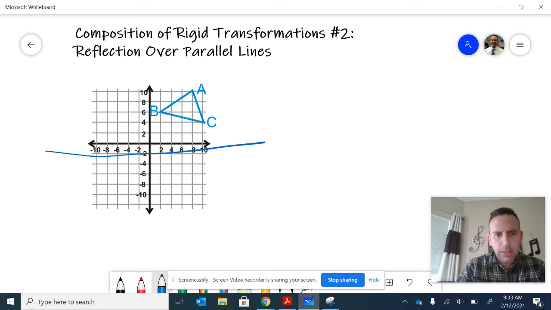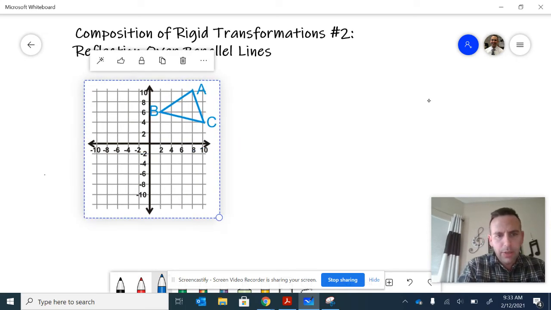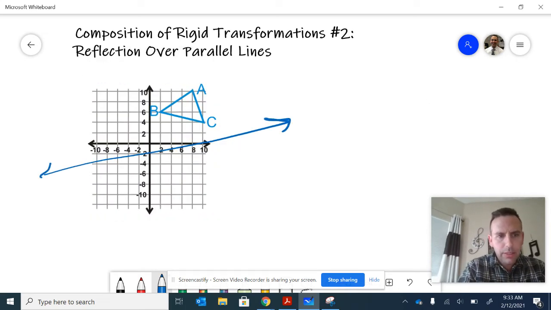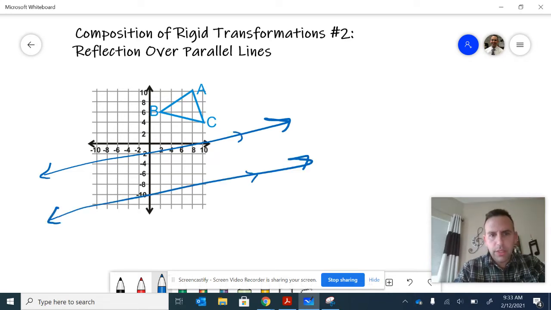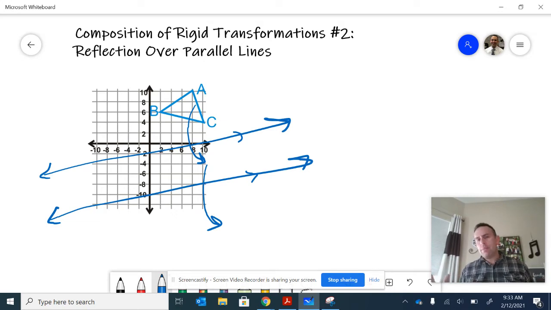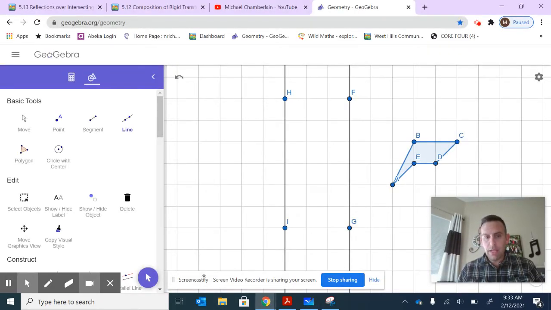All right, let me try to do that again. Let's say we have a line that looks like this, and we have another line parallel to it. What will happen to this figure if I first reflect it across the first line, take that image and reflect it across the second line? I'm going to examine this on GeoGebra, but we're going to use either perfectly horizontal or vertical lines. Let's go take a look and see if we can notice something that happens as claimed.